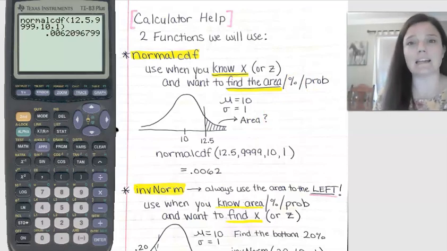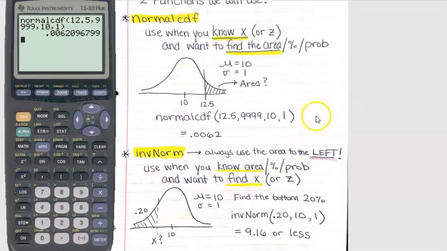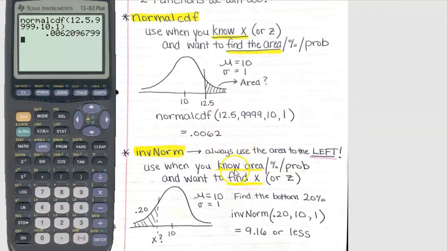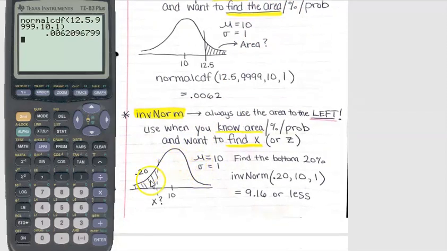So now let's look at when or why we would use the inverse norm. With the inverse norm, we're trying to find the opposite. The inverse norm is when you know the area, but you want to find the x. So we're in that same distribution, with a mean of 10 and a standard deviation of 1, but we're trying to find the bottom 20%.